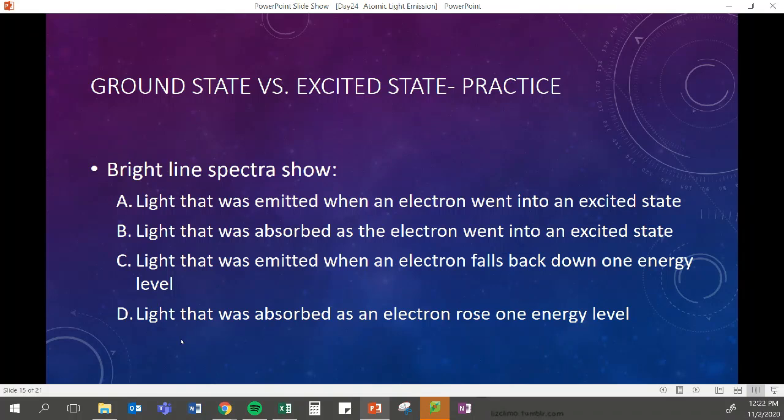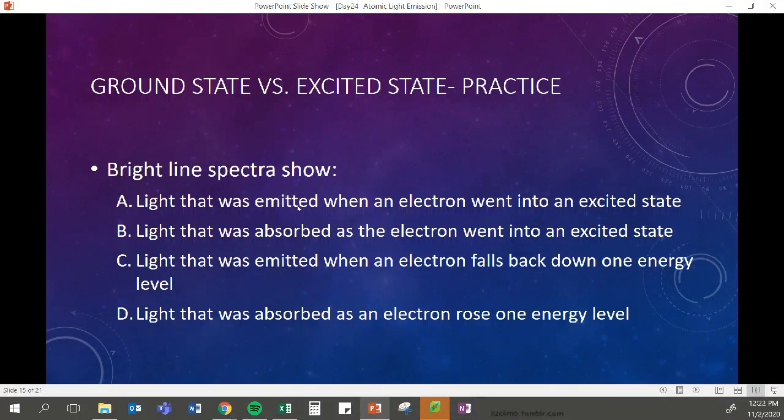Okay, and so what does bright line spectra show? Try this question. Okay, so the big thing here is looking at the difference between emitted and absorbed. So our bright line spectra, that light is being produced when energy is being emitted. Absorbed is when we're jumping up to the energy level. Emitted is when it's releasing that energy. So we can go ahead and eliminate B and D.